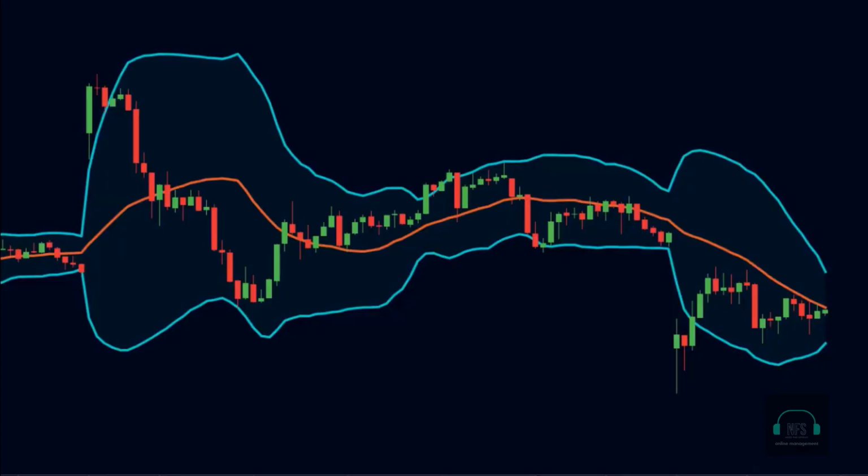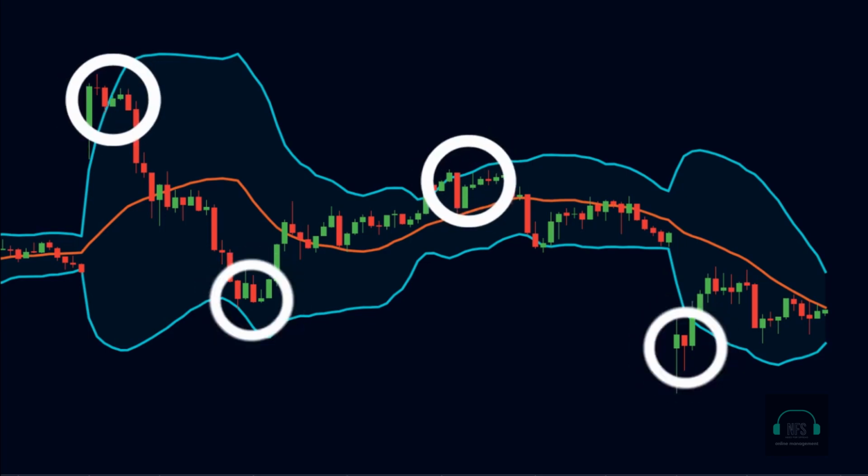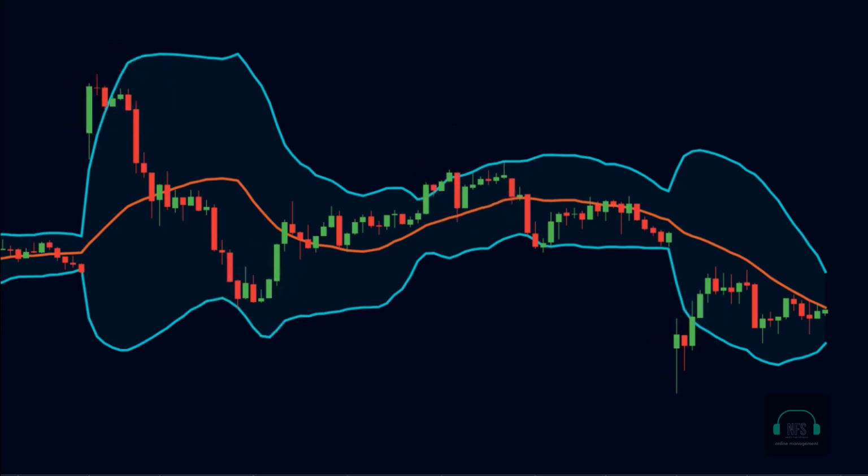Another thing to note about Bollinger Bands is that the price often keeps on oscillating between the upper band and the lower band. This means that if the price recently hit the lower band, we can expect it to move towards the upper band and touch it. Bollinger Bands can help us in trading the swings of the market.